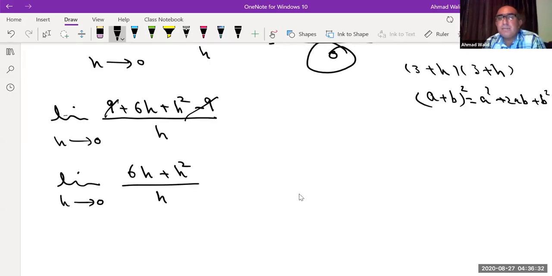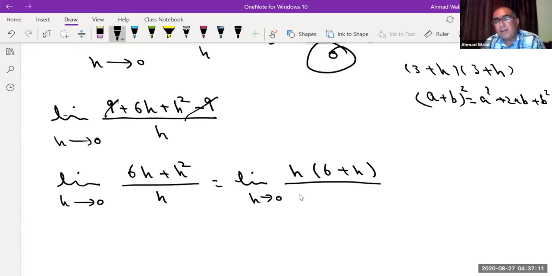Now, what's the next step? Still, if you plug in, the denominator becomes 0. The whole goal is that the denominator should not become 0. It means you have to remove that h from the denominator somehow. But how? Can you factor the h at the top? h is common between these two terms. Then you can write limit as h approaching 0, factor out h. Inside it will be 6 plus h, over h.